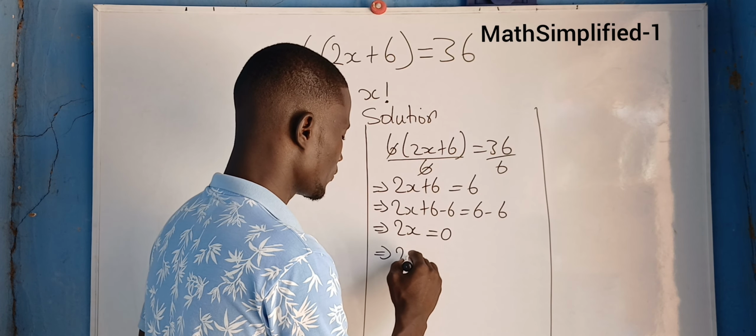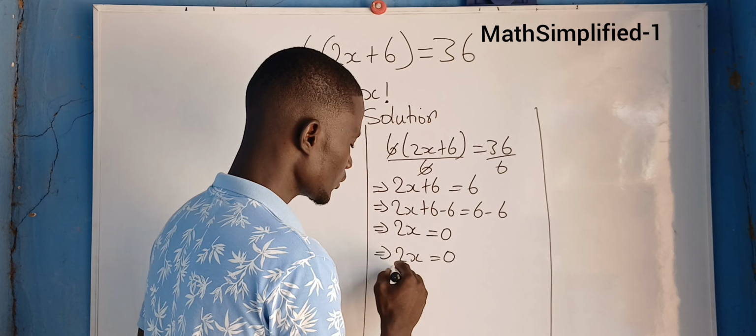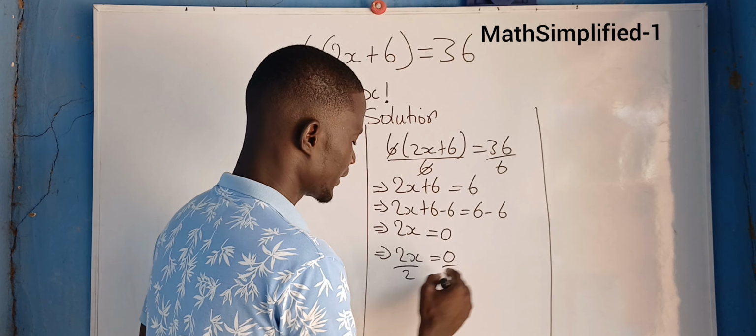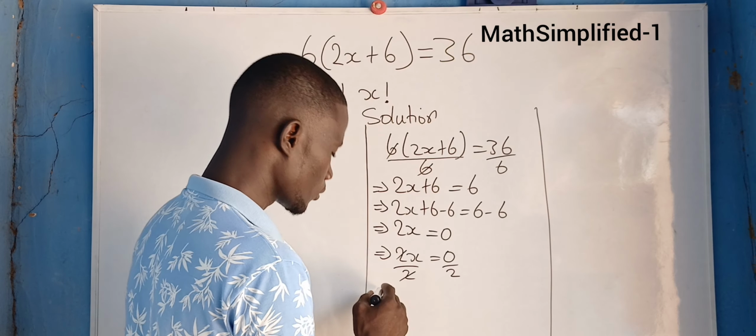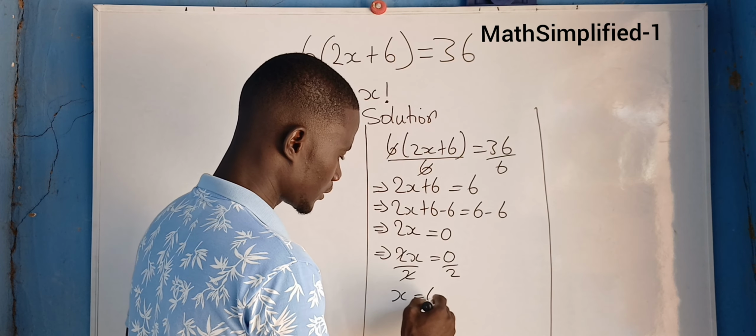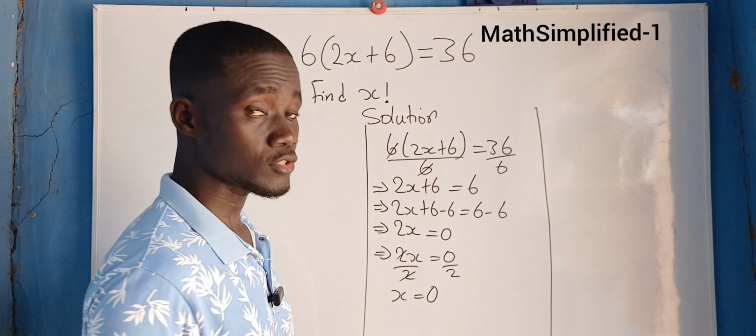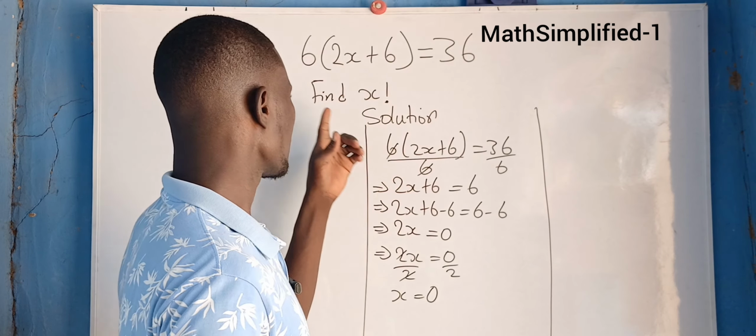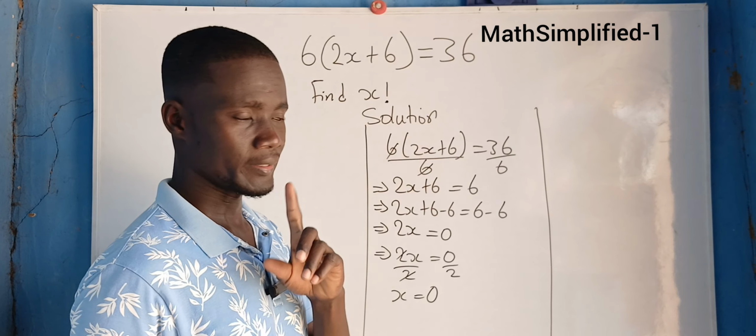So let's divide through by that. Divide here by 2, divide here by 2. These 2 and these 2 will go. We have x equal to 0. And this is not the final answer because we are asked to find x factorial.